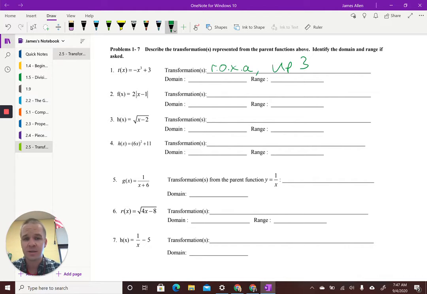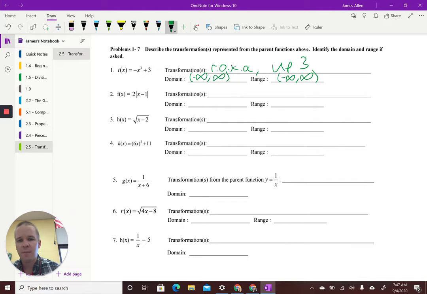As far as our domain is concerned, this is a cubic function that has been reflected, but a cubic function, regardless of being reflected, the domain is still going to be negative infinity to infinity, and my range will also be from negative infinity to infinity. Okay. Awesome. Or all real numbers if you're using set builder notation.